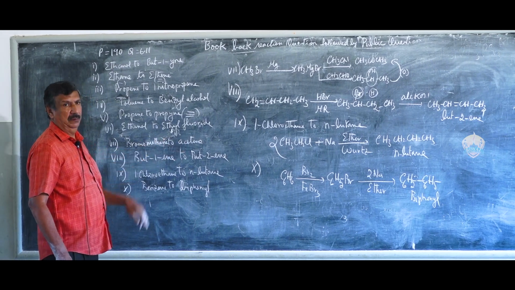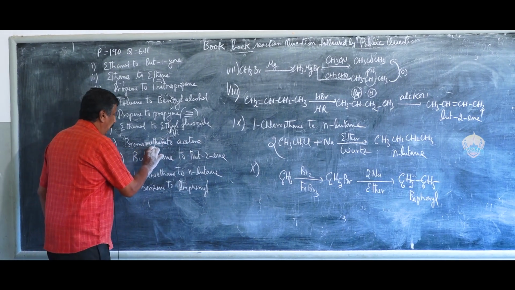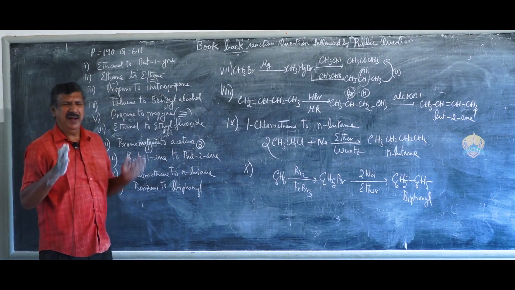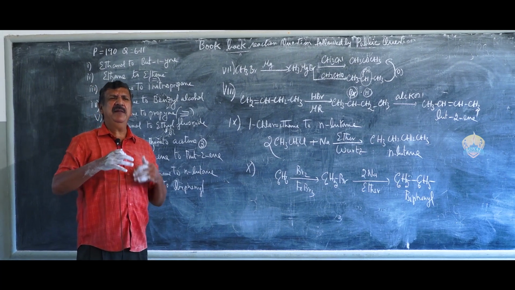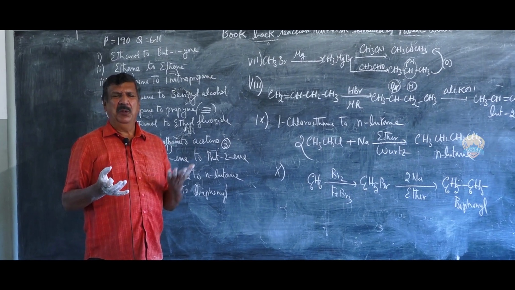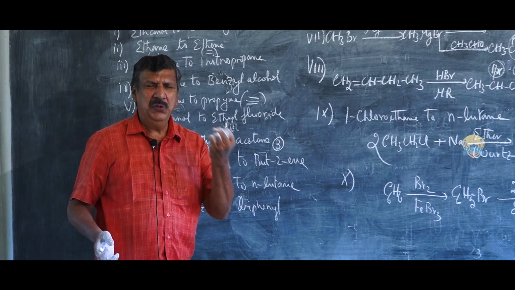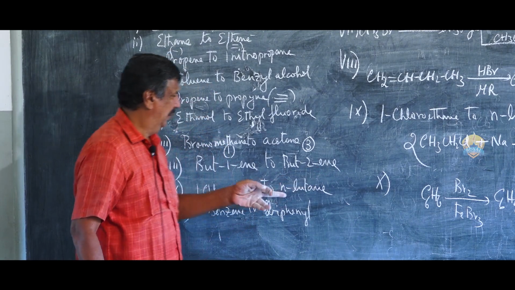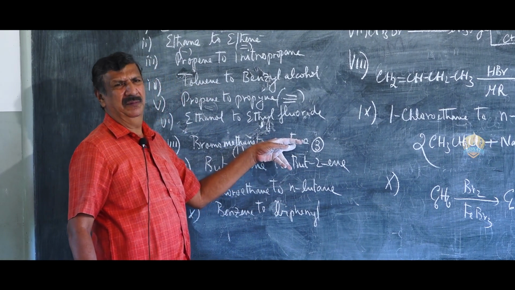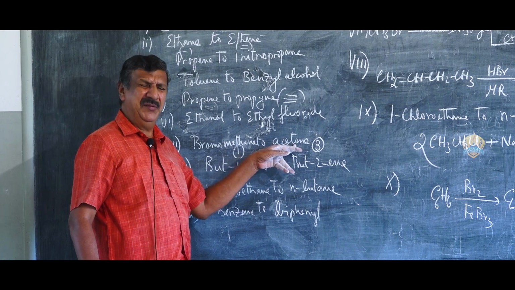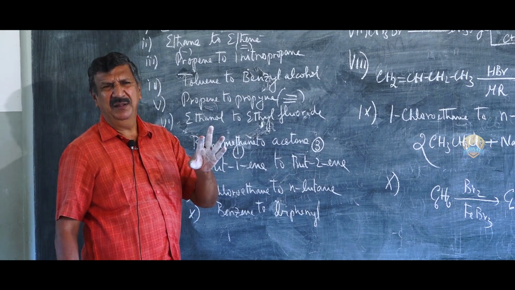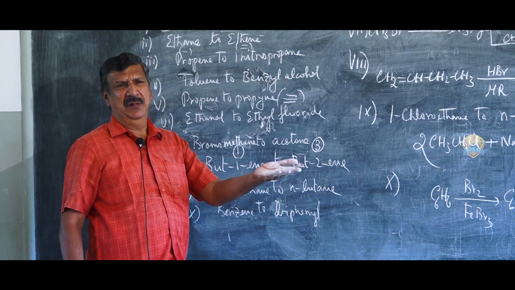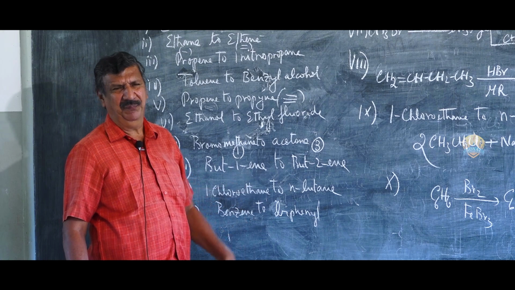Bromomethane to acetone. We have 1 carbon here and 3 carbons here. In organic chemistry, how can you increase the carbon? One is the Wurtz reaction. But it is not possible here because we want a ketone, acetone. The Wurtz reaction is only possible for halide to alkanes. So you should drop the Wurtz reaction.